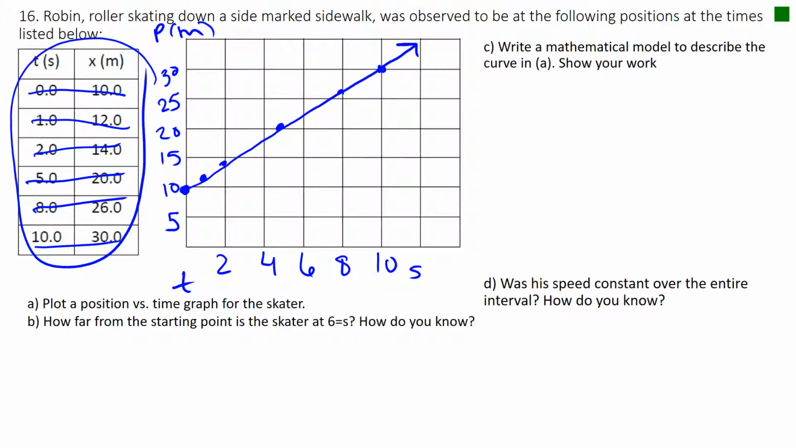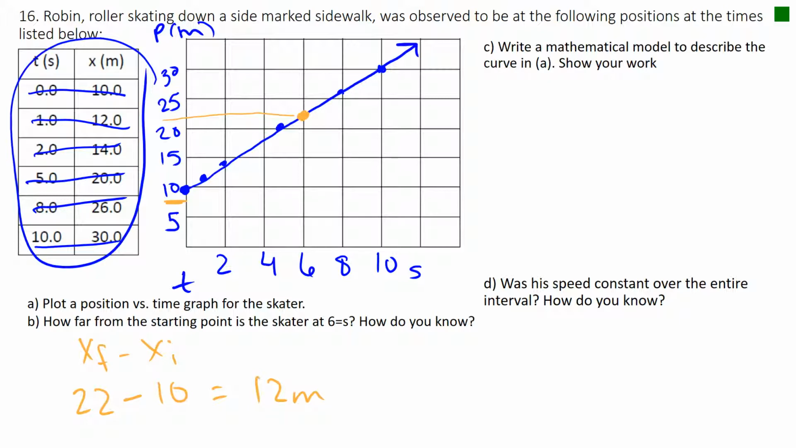All right, and then we have to figure out how far from the starting point the skater is at 6 seconds. So at 6 seconds, she's right here. Robin is kind of a unisex name. So, I don't know, 22. So he's at position 22, but they want to know how far the skater is from the starting point, which was 10. So to find the change in position, we do the final position minus the starting position. So 22 minus 10 is 12 meters from the starting point.